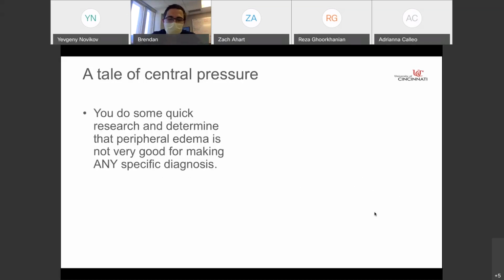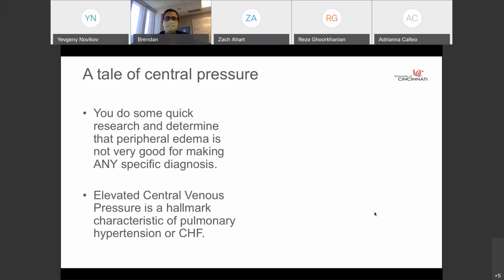So you do some quick research. You think, well, maybe this whole finding of edema is enough to sell it for us. But pretty quickly, you see that the research on edema shows you don't really have any clue what's going on with this guy based on his leg swelling. It's not really specific enough to make any type of diagnosis, and you're left saying, okay, we've got to investigate this further. And you know that elevated central venous pressure is a hallmark characteristic of both pulmonary hypertension and CHF. So that may be a really useful tool for you to figure out what this guy has.